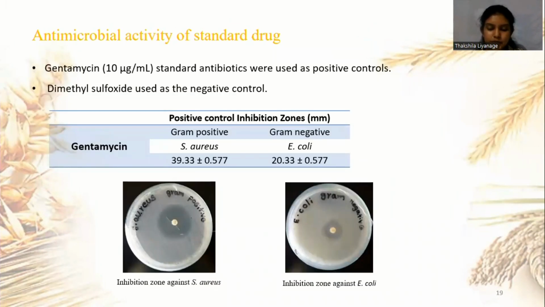The standard drug used for this study was gentamicin at a concentration of 10 micrograms per milliliter. Compared to the standard drug, the rice bran extract showed moderate activity.